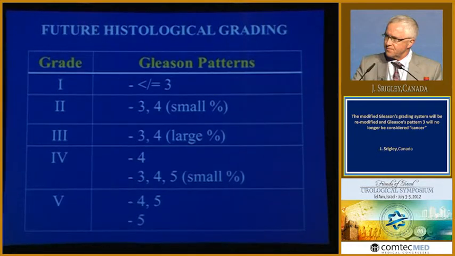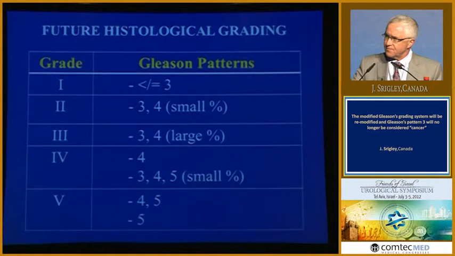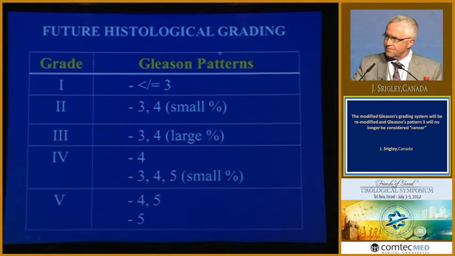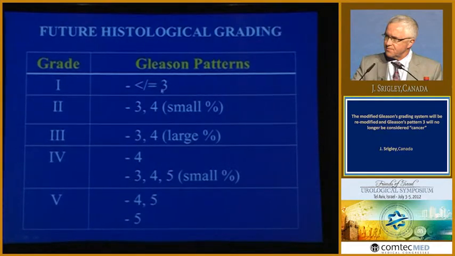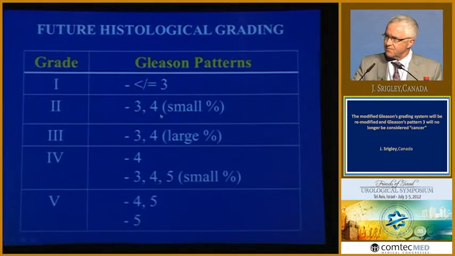And I think maybe a grade grouping might make a little bit more sense. This is just one proposal that's out there. And we still keep the Gleason patterns. I think they're very useful, those 9 Gleason patterns that Gleason originally described. So in this model here, we have a Gleason grade 1, where we have less than or equal to anything that's Gleason pattern 3. We have 2 that's 3 with a small amount of 4.